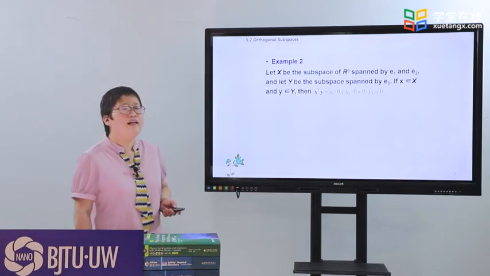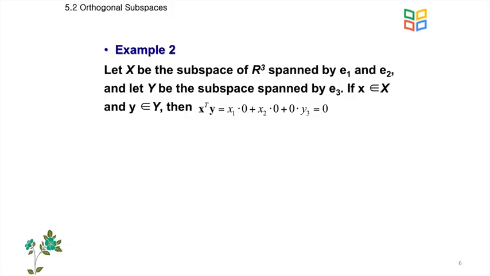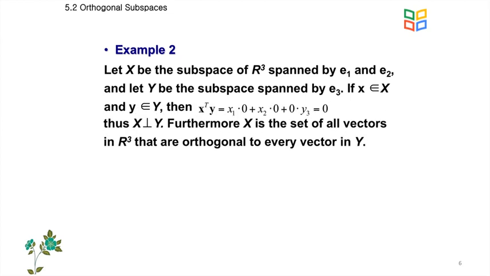Now we see this example. Let X be the subspace of R3 spanned by e1 and e2. Let Y be the subspace spanned by e3. If x belongs to this set and y belongs to the set Y, then x transpose y, this scalar product, equals x1 times 0 plus x2 times 0 plus 0 times y3 equals 0. So for any vector x and any vector y in the two sets, their scalar product equals 0. Thus, we know that this subspace X is orthogonal to the subspace Y.